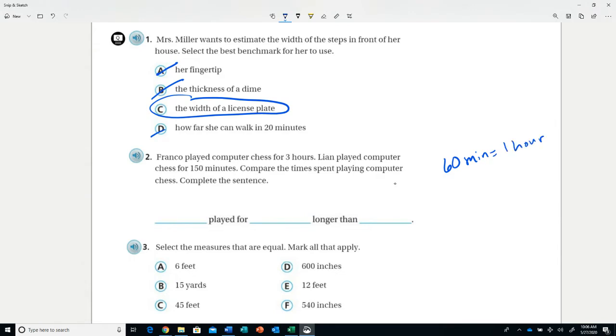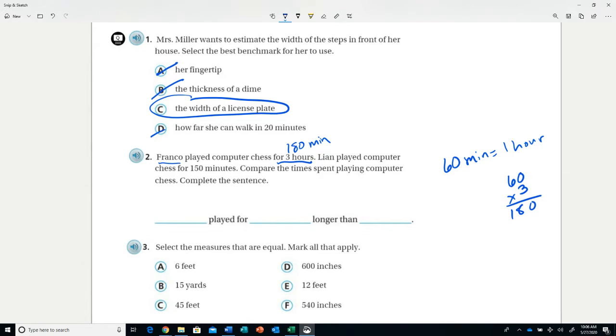And I know Franco played for 3 hours. So I'm going to take 60 minutes for each hour he played, and I'm going to multiply it and get 180 minutes. So above 3 hours, I'm going to put 180 minutes. And now I'm going to do the comparison for the sentence. So it looks like Franco played more than Leon. So Franco played for blank longer than.